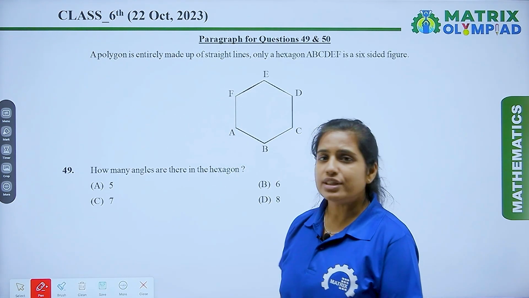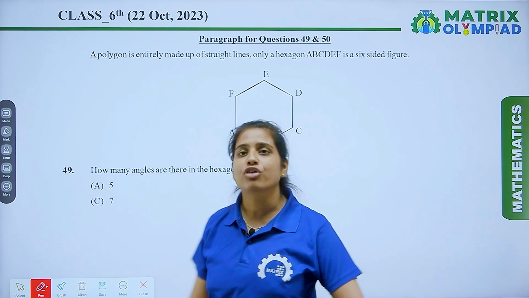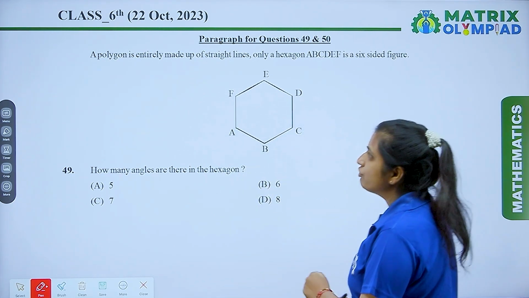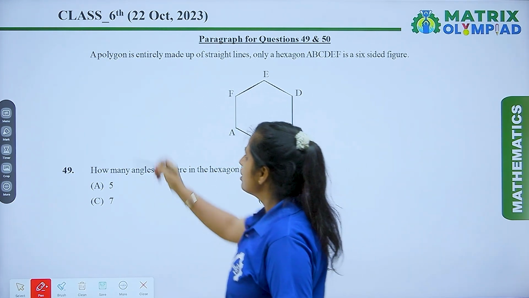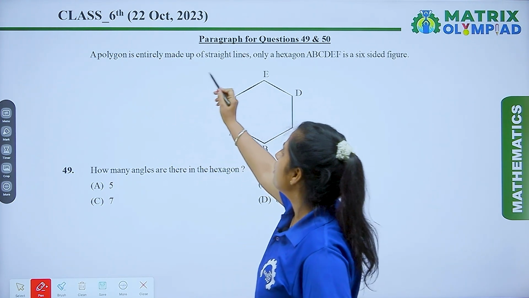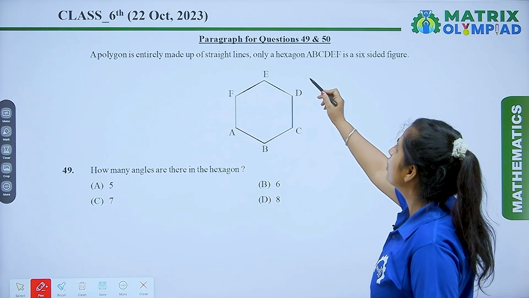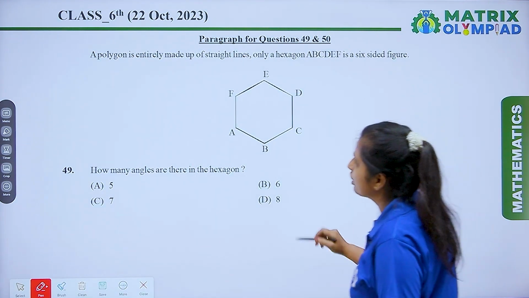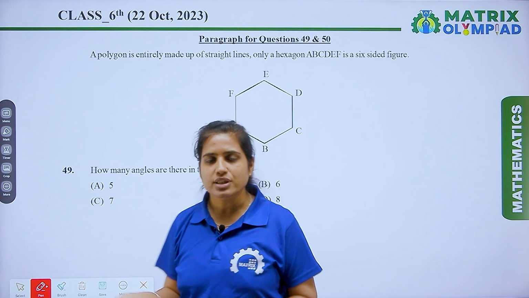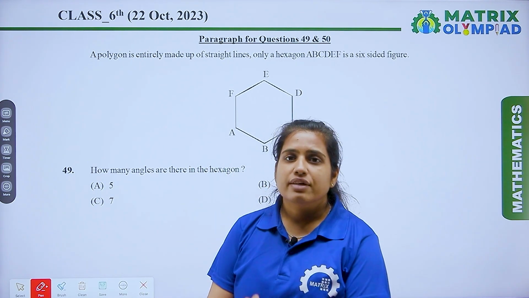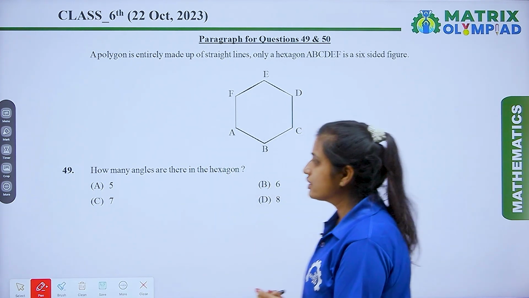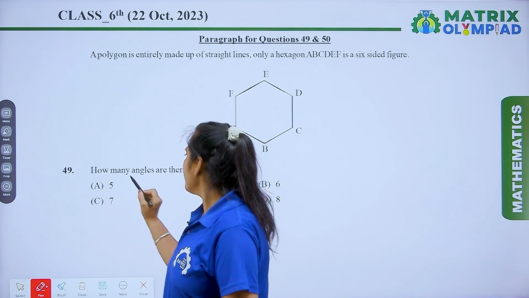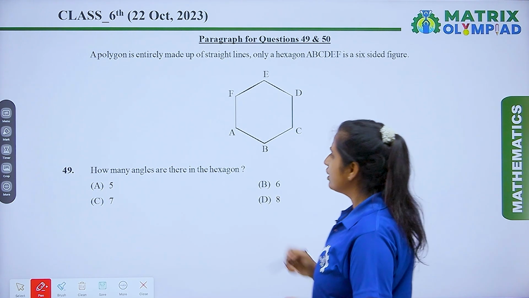Now the next question is question number 49. Question number 49 is based on the paragraph and the information is a polygon is entirely made up of straight lines. Here a hexagon ABCDEF is a 6-sided figure. So here hexagon is given to us and it is given that hexagon is of 6 sides. So here let's check the question. How many angles are there in the hexagon?